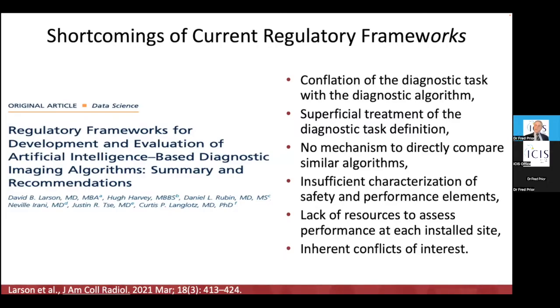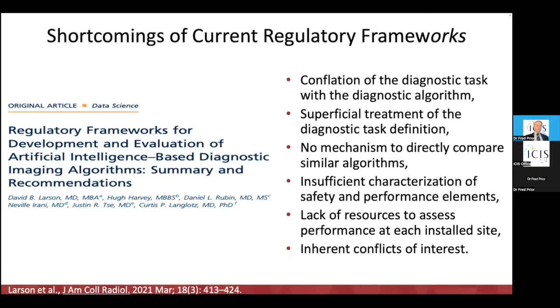A human being is likely going to perform the task. The algorithm is perhaps going to help in that task, but the two are not the same thing. And so the regulatory frameworks tend to focus on the algorithm and not the overall task. They give a sort of superficial treatment to this diagnostic task because it's not the focus. There's no real mechanism for directly comparing similar algorithms. So I have a new algorithm, but is it really better at performing this diagnostic task than already existing algorithms? They don't really sufficiently characterize safety and performance, although that's key in the FDA's program.